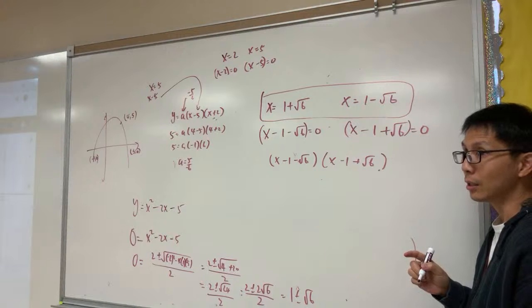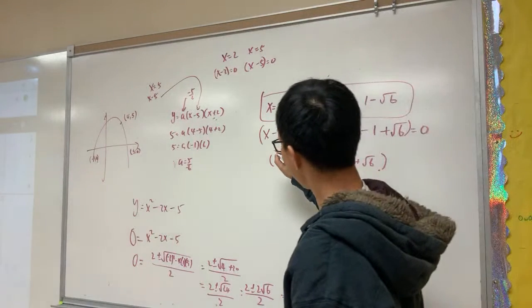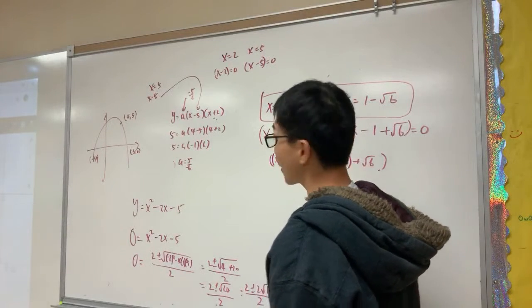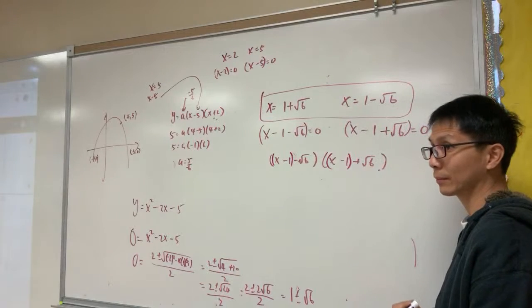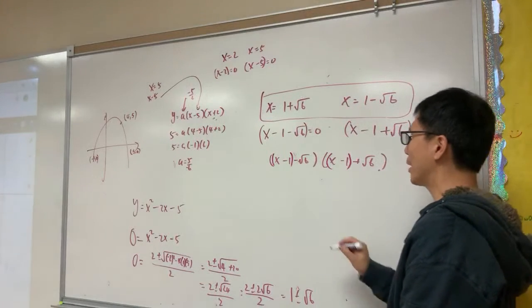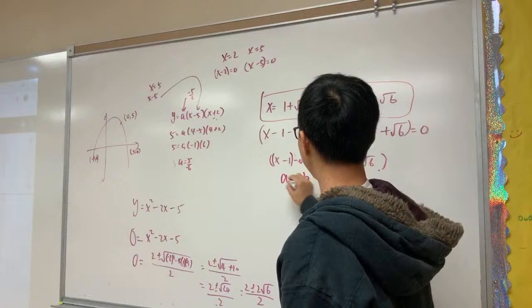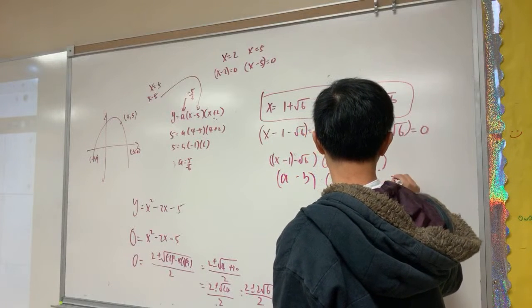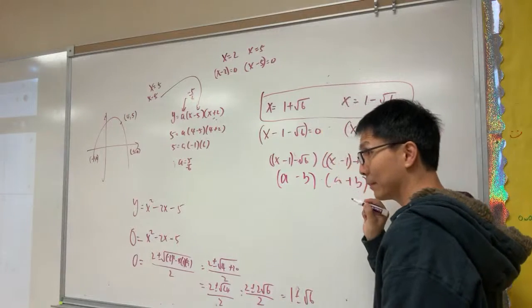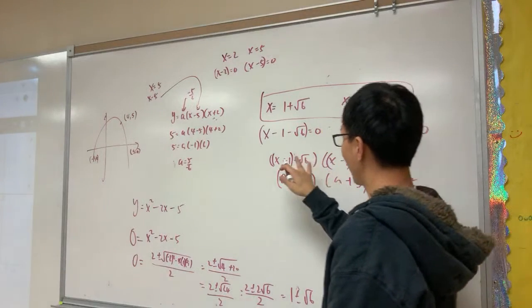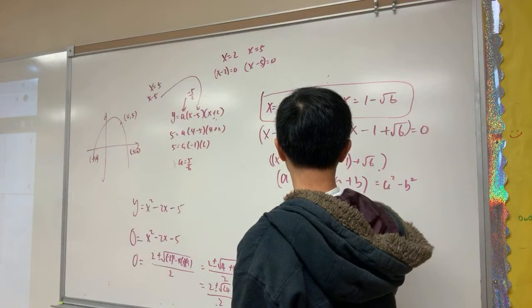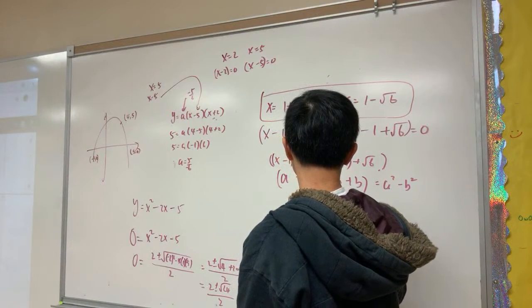I can put parentheses around the first 2 terms, and I can put parentheses around the second 2 terms. What that makes is very interesting: a minus b times a plus b, and that's equal to a squared minus b squared. So that's going to be x minus 1 squared minus the square root of 6 squared.